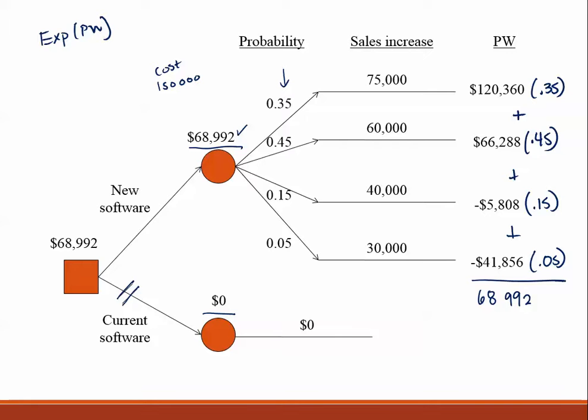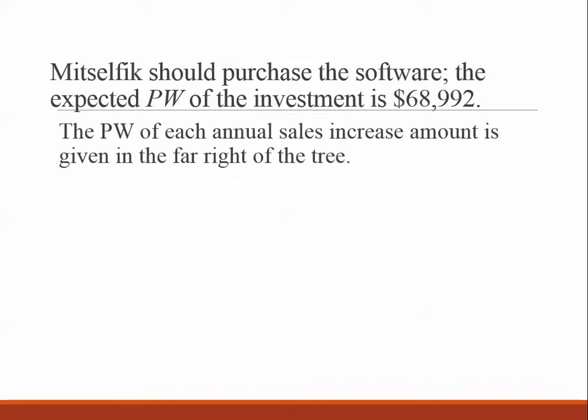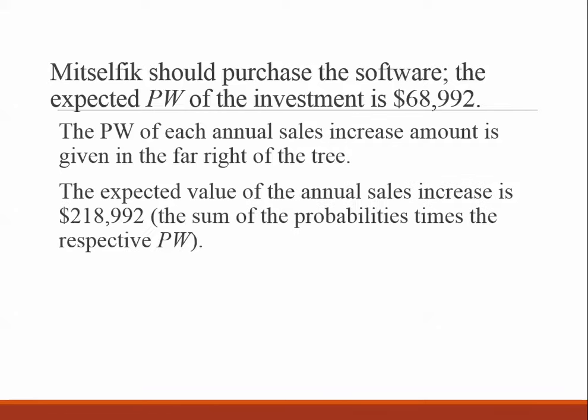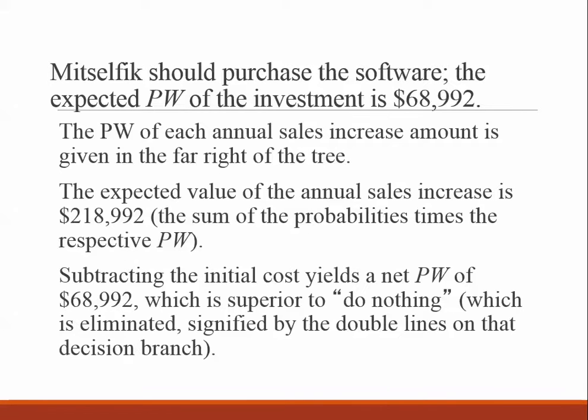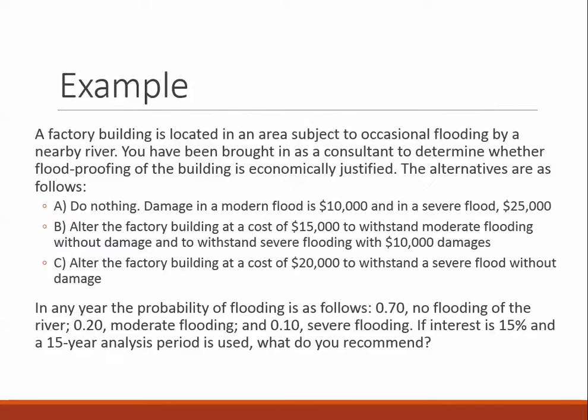Some decision trees look different, by the way. Let me show you a different kind. Mistelfic should purchase the software. The expected present worth of the investment is 68,992. So the present worth of each annual sales increase amount is given at the far right of the tree. And the expected value of the annual sales increase is 218,992, which is the sum of the probabilities times the respective present worth. If you subtract the initial cost, that yields a net present worth of 68,992. It's superior to the do nothing option. So a decision tree is like a probability tree, but one where you have to actually make decisions. Wow, that was so deep.